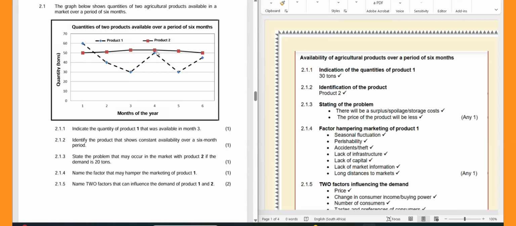Poor road infrastructure or lack of infrastructure, okay? Any one of those. So we take perishability.